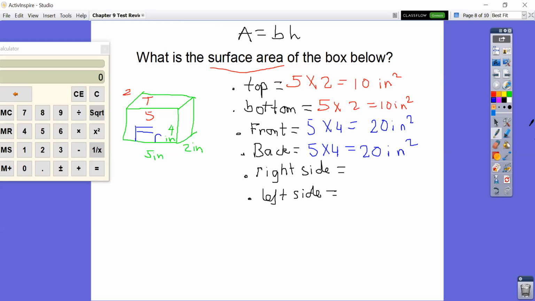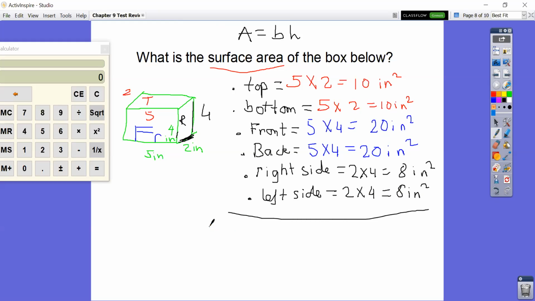My right side, this is my right side. Okay. I take 2 right there. My right side, I have 2 times 4. This is my 4. 2 times 4, because this is 4, so therefore this is 4. So 2 times 4, I get 8 square inches. The left side, 2 times 4, I get the same answer, 8 square inches.